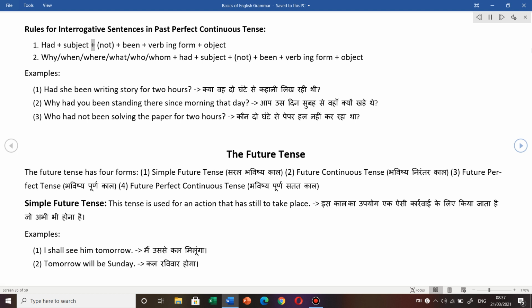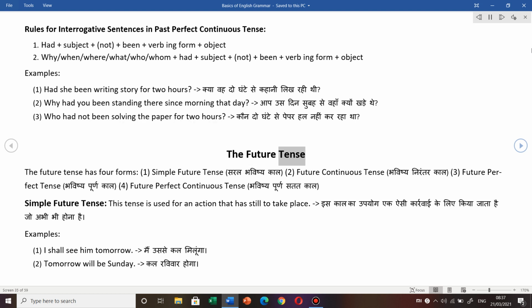Had plus subject plus not plus been plus verb ing form plus object. Why, when, where, what, who, whom plus had plus subject plus not plus been plus verb ing form plus object. Examples. Had she been writing story for 2 hours? Why had you been standing there since morning that day? Who had not been solving the paper for 2 hours?